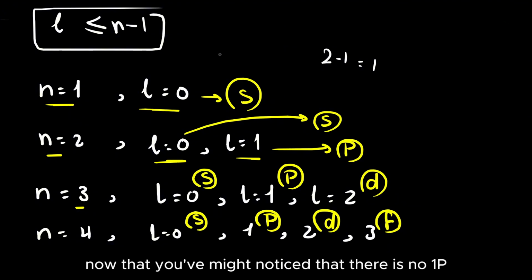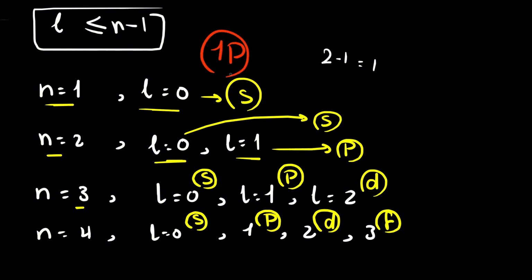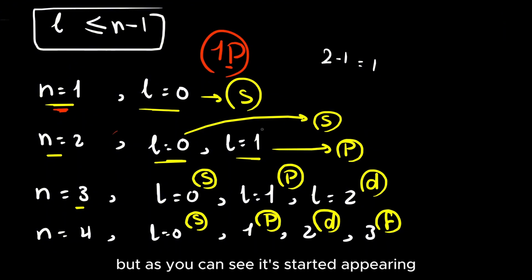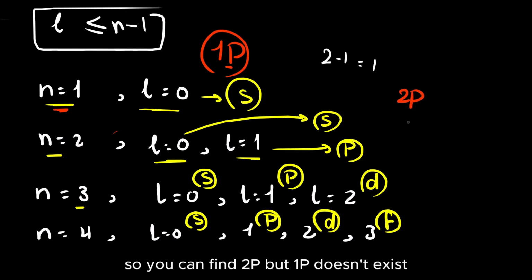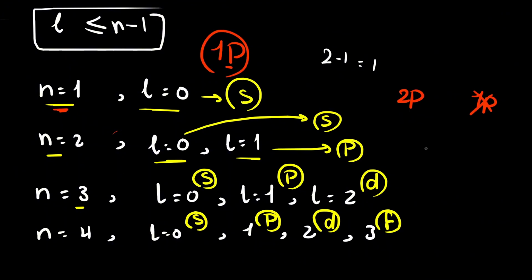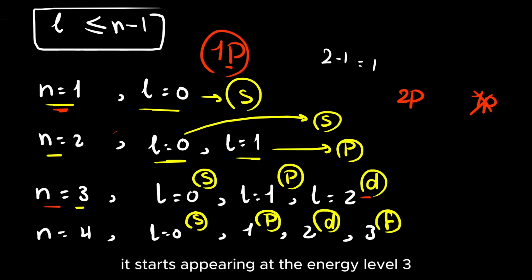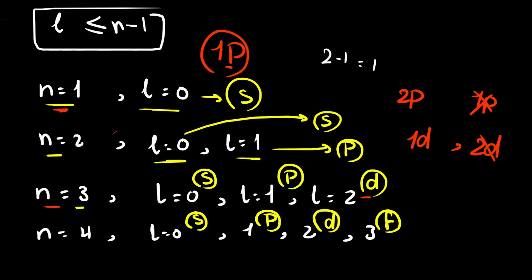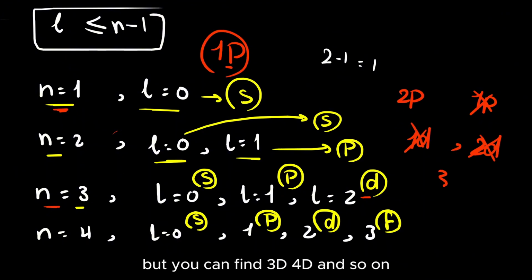Now you might notice that there is no 1P, it doesn't exist. The sublevel P doesn't even exist in the first energy level. But as you can see, it starts appearing in the second energy level here. So you can find 2P, but 1P doesn't exist. Same thing with the sublevel D. It starts appearing at energy level 3, so you can't find 1D, you can't find 2D, but you can find 3D, 4D, and so on.